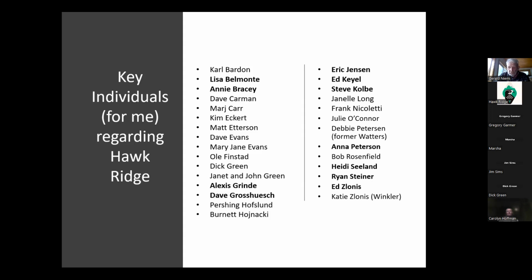I'll read with my right eye and see distance with my left, and it worked out pretty well for me. Anyway, the ones in bold here are some of my graduate students that I had in the past, that some of which worked on, most of which worked on raptors.